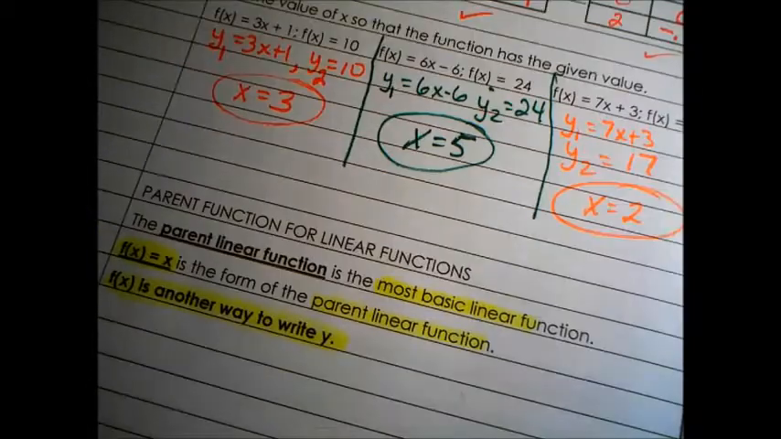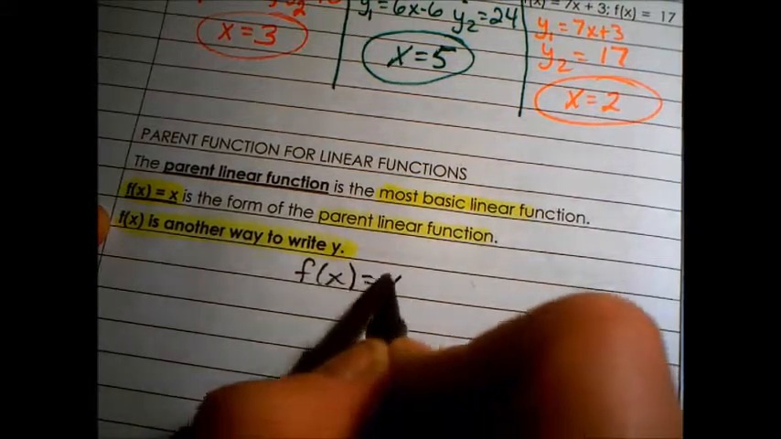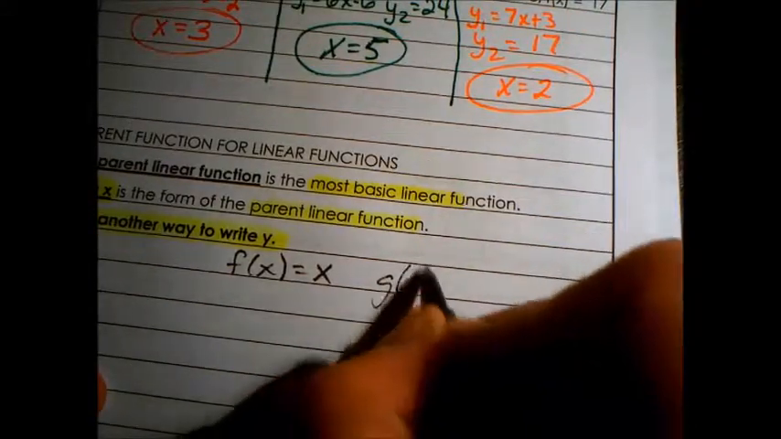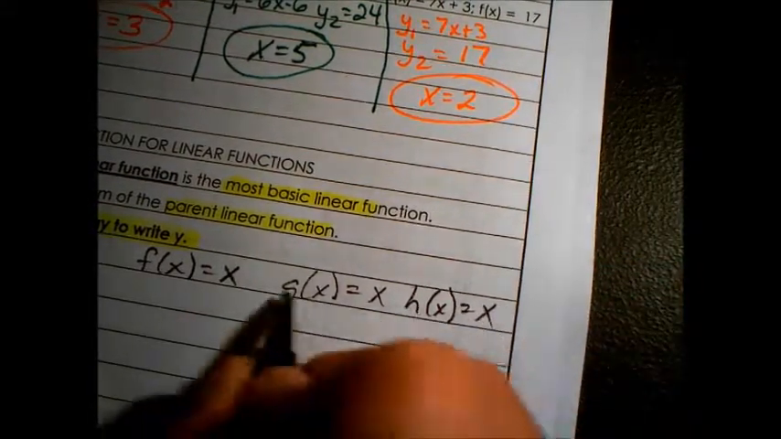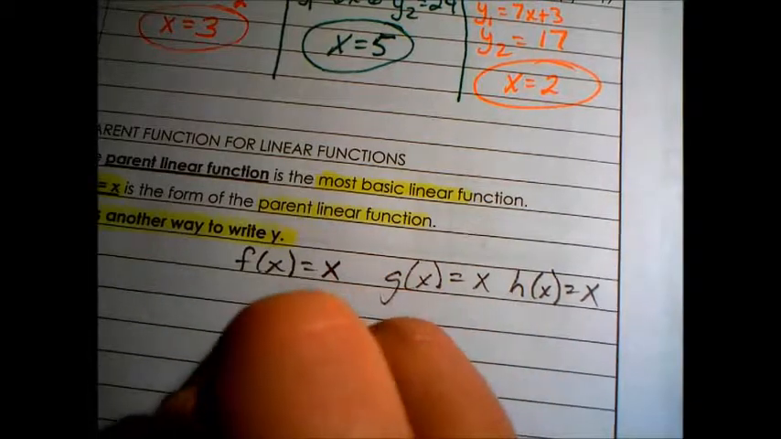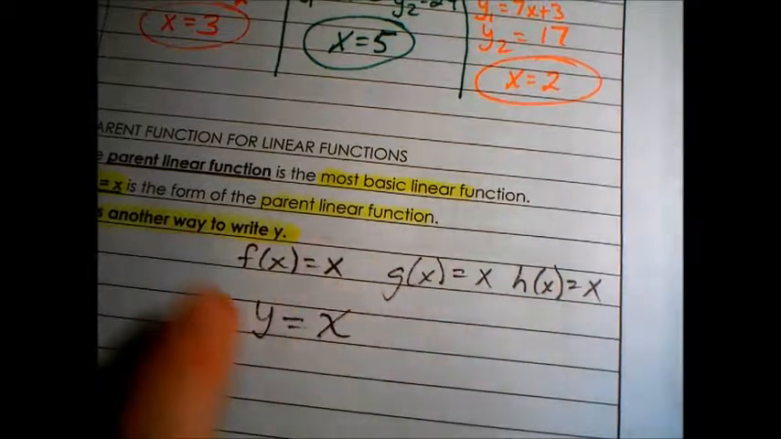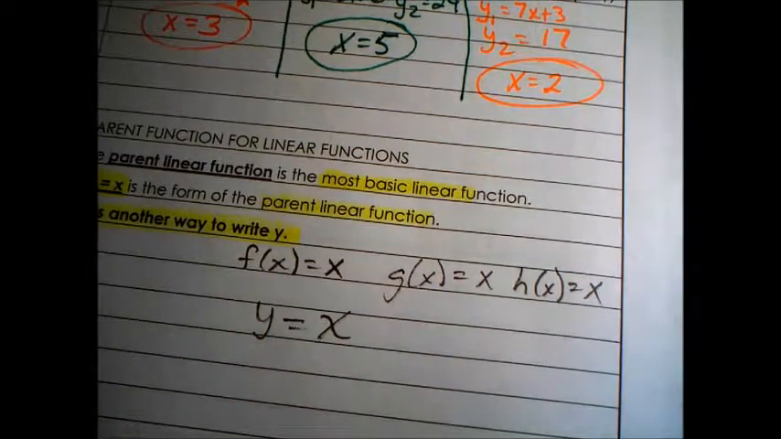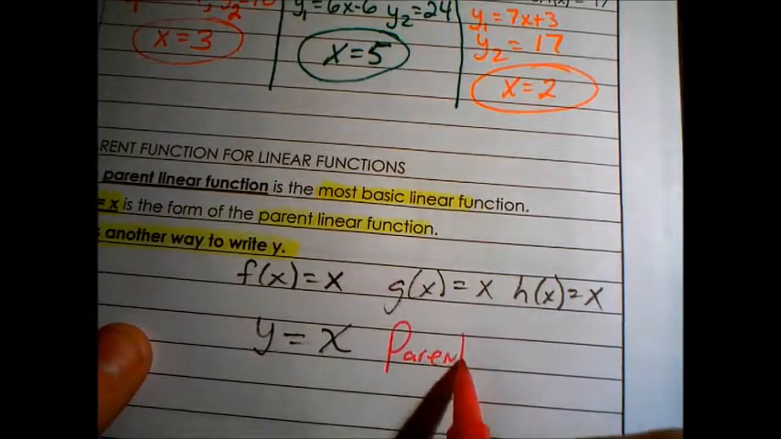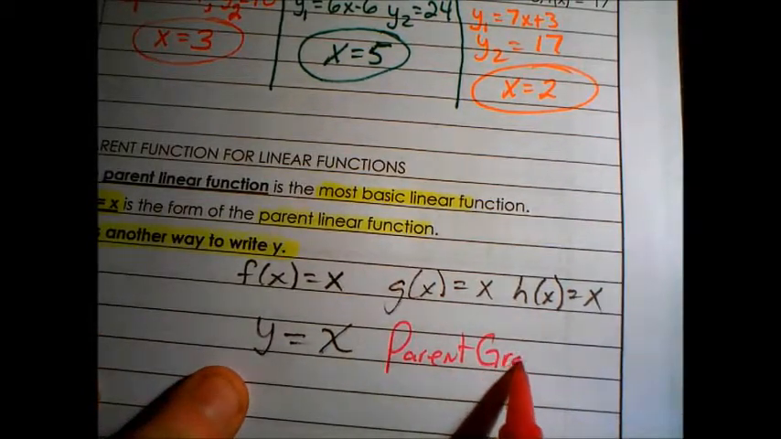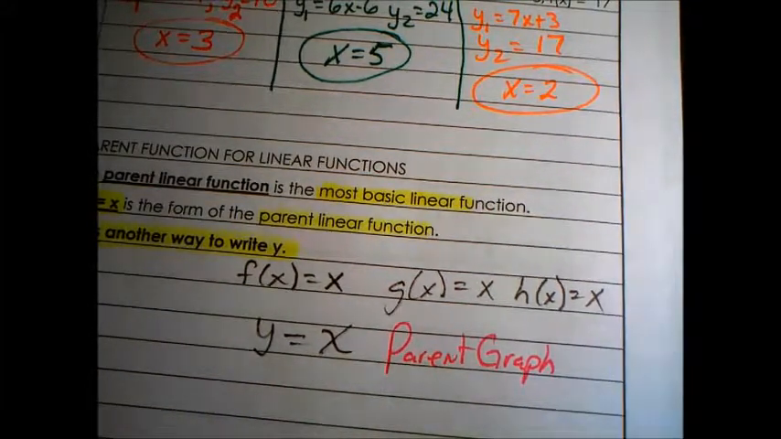So you can have a parent function that looks like that, f of x equals x. Realize that could be g of x equals x, or h of x equals x. It can be any letter out front. Any of these also mean y equals x. All of these representations are the same thing as this. This is your parent graph. It's called the parent graph because it is the most basic graph. It doesn't have anything extra on it.